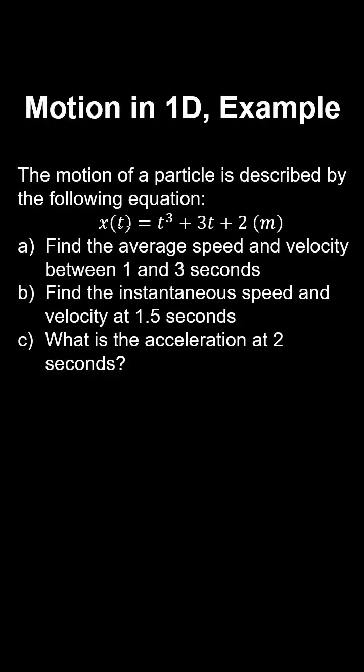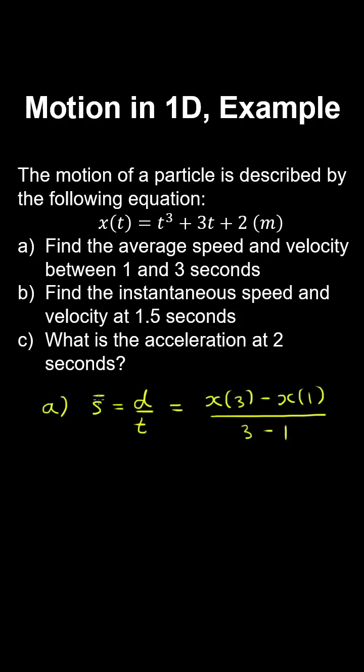The following equation describes the position of the particle as a function of time. So in part A, the average speed is distance over time, so the position is positive and increasing with time, while the total distance travelled between 1 and 3 seconds is divided by the time of the interval.